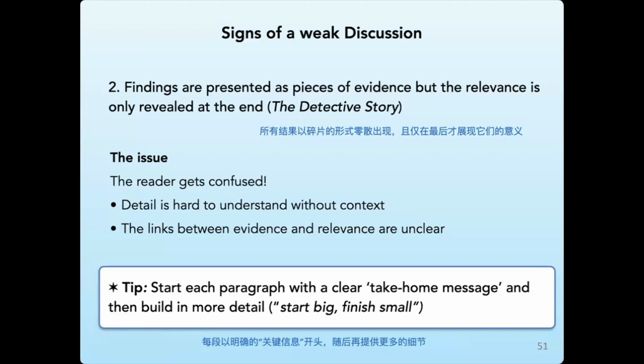A lot of the detail that we're giving and the interpretation we might be giving requires context. Otherwise, we can't understand it. And often, if you don't give the key messages up front, then the links between the evidence and the relevance of that evidence are unclear. So in this case, we can use this funneling technique in the discussion to very good effect, starting big, finishing small. We start each paragraph with a very clear take-home message, or a clear indication of what this paragraph is going to be about, and then we build in more detail.